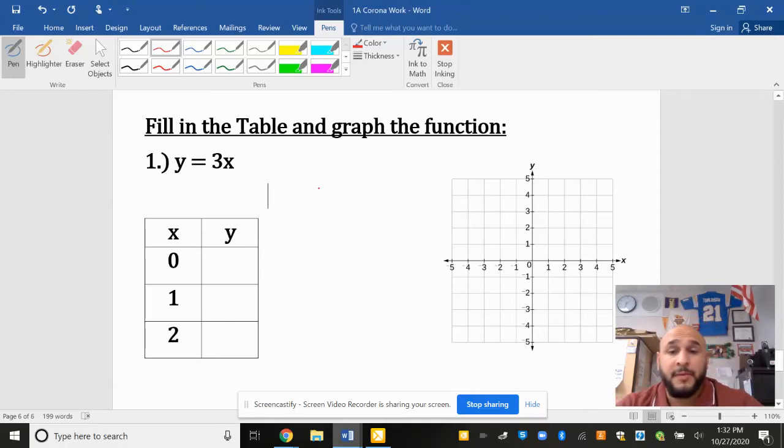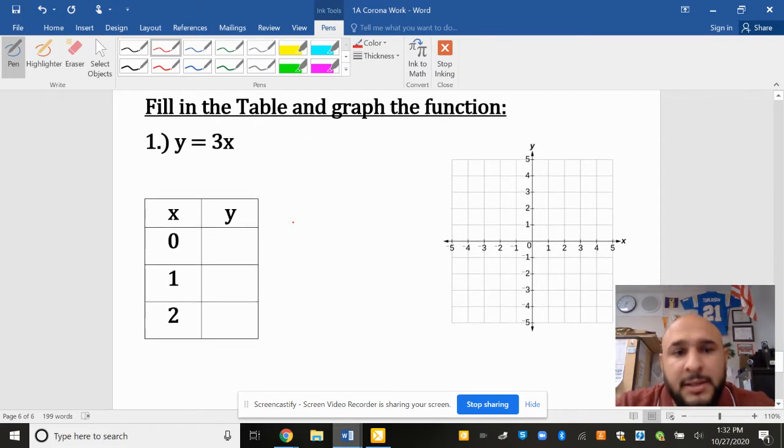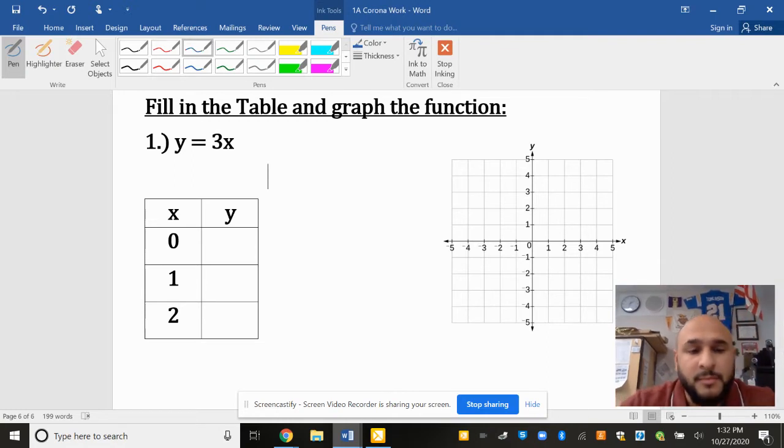All right, guys, quick little video on how to graph a function by filling in a table. So number one here, you might notice that our x values are 0, 1, and 2.